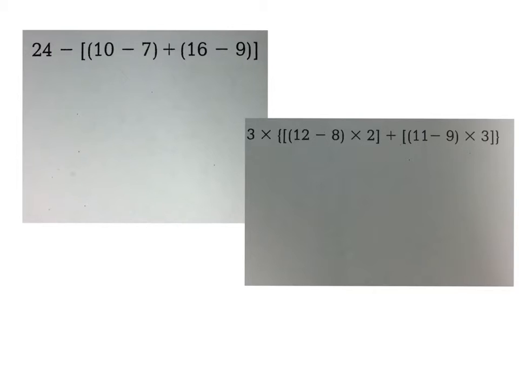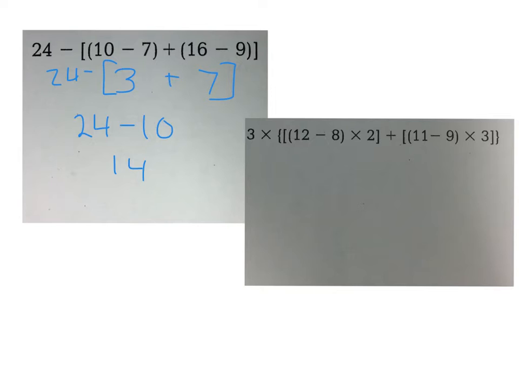So I'm going to start by doing 10 minus 7 first, and that is 3. Then I'm going to do 16 minus 9, which is 7. I'm going to keep my plus, I'm going to keep my brackets, and I'm going to keep my 24 minus. So now I'm going to do my 3 plus 7 because it's in brackets, which is 10. So I'm left with 24 minus 10. I get to lose the brackets because I did the operation that was in brackets. And now I have 24 minus 10 left, which is 14.